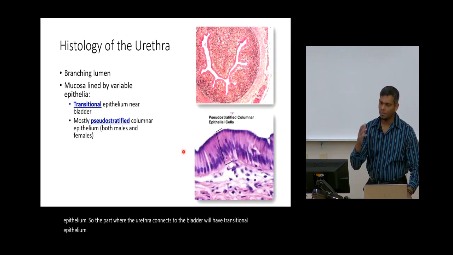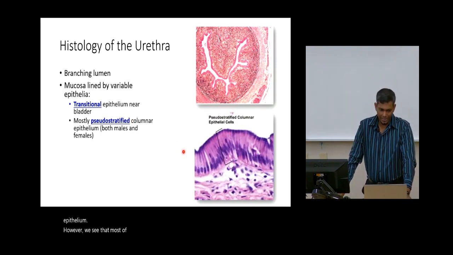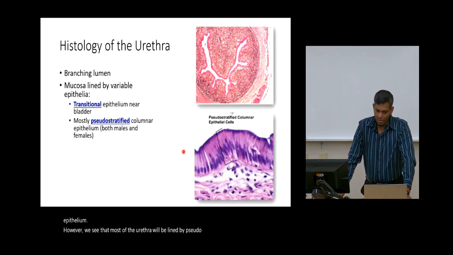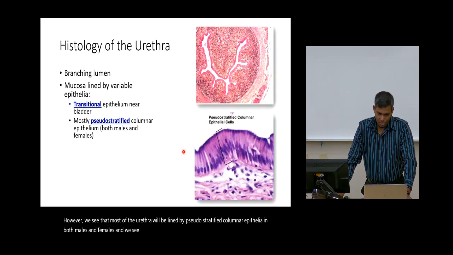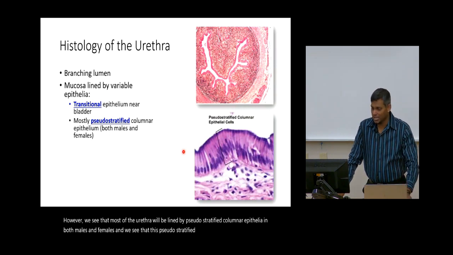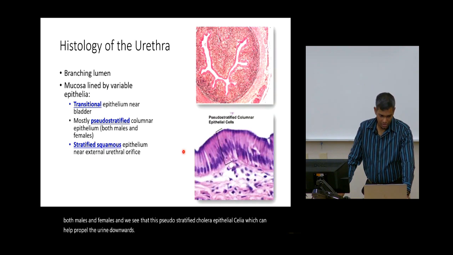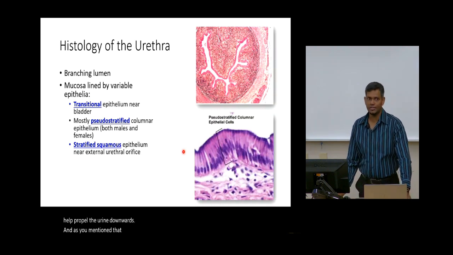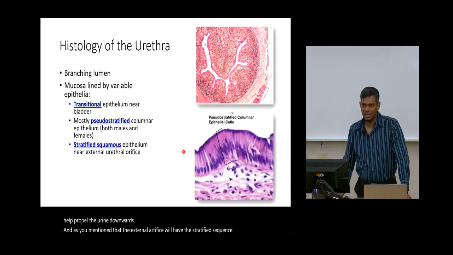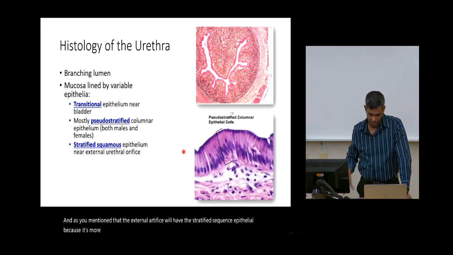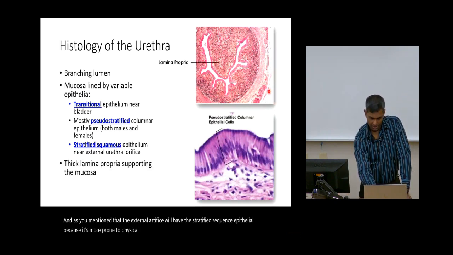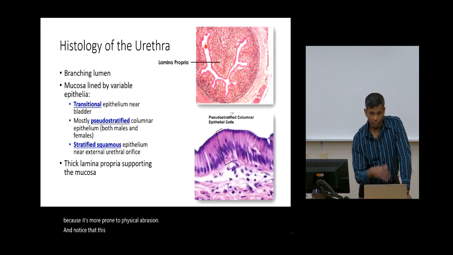However, we see that most of the urethra will be lined by pseudostratified columnar epithelia in both males and females, and this pseudostratified columnar epithelia can have cilia, which can help propel the urine downwards. And as you all mentioned, the external orifice will have the stratified squamous epithelia because it's more prone to physical abrasion.